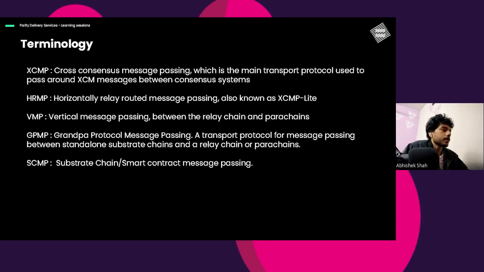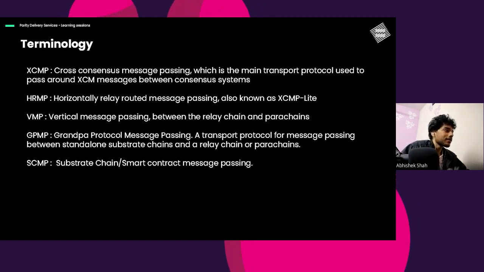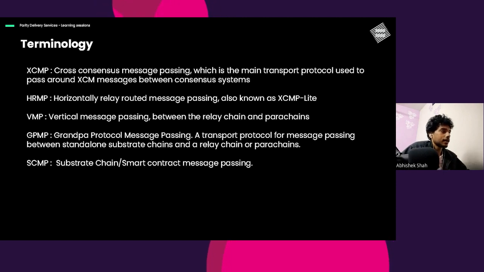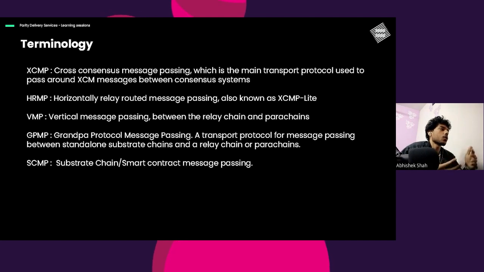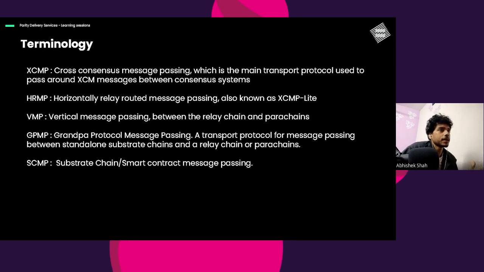Next, we have HRMP. HRMP stands for horizontally relay routed message passing. It's a light version of XCMP in the sense that it tries to mimic the behavior of XCMP, but it does so using something that is not as efficient as it could be. It doesn't use direct peer-to-peer message passing, but uses something called UMP, which is upward message passing, and DMP, downward message passing. So messages are actually stored and passed through the relay chain. VMP basically stands for both terms, so VMP is like an umbrella term for UMP and DMP.